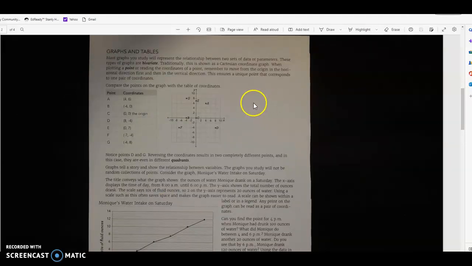There are other keywords that you need to be familiar with. First one is bivariate. It says most graphs you study will represent the relationship between two sets of data or parameters. These types of graphs are called bivariate. And a particular point on the graph, as you can see here, point A is the coordinates 4, 6. So we start at the origin, which is 0, 0. And we go to the right 4, which is basically the x value. Then we go up 6 to get to the point A.